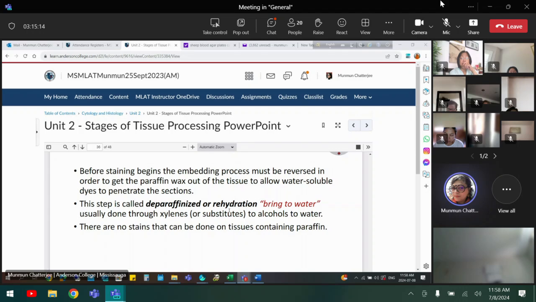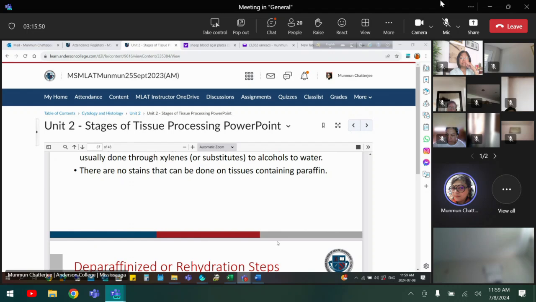So that's why I say before staining begins, the embedding process must be reversed in order to get the paraffin wax out of the tissue to allow the water-soluble dyes to penetrate the section. This step is called deparaffinization or rehydration. Bring to water, usually done through xylene or substitutes, to alcohols, to water. So there are no stains that can be done on tissue containing paraffin. No stain is going to hold because it's paraffin coated. Nothing can go in.